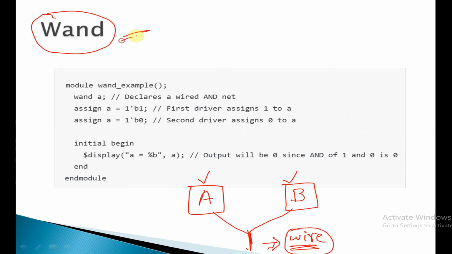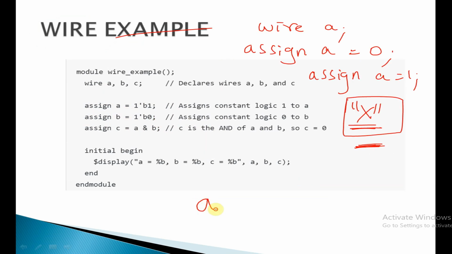We can use a WAND data type, which is also a net data type only. But here, in the case of WAND data type, if we declare any variable with this particular keyword wand, and if we assign, here you can see, assign A is equal to 1'b1 and assign A is equal to 1'b0, what may be the output if we display A? If we display A, then what output will we get?